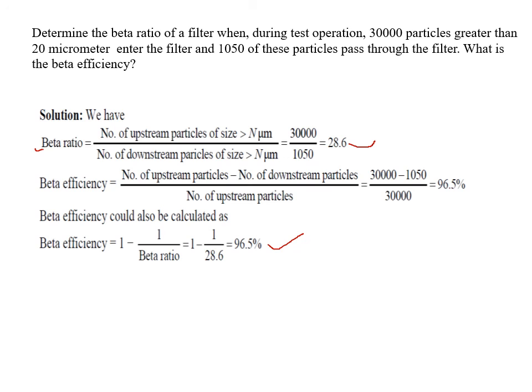That means there is a 96.5% possibility that the total contaminant of size greater than n micrometer will be caught by the filter. That is what is called the beta efficiency of the filter. So this completes the syllabus for contamination control for the hydraulic system.